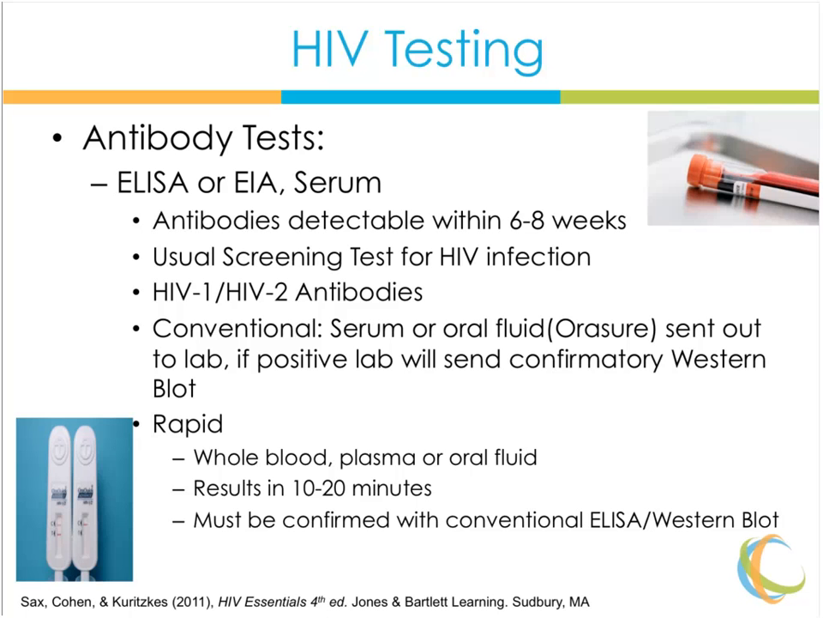The rapid testing does include whole blood, plasma, or oral fluid. You can get the results in about 10 to 20 minutes. And it must be confirmed with an ELISA or Western blot. Same goes for the conventional serum or oral fluid that's sent out to a lab. If it's positive on the EIA, a confirmatory Western blot will be sent. Now, it's important to remember that antibodies are detectable at about 6 to 8 weeks, but 50% of patients will have seropositivity at around 3 to 4 weeks.